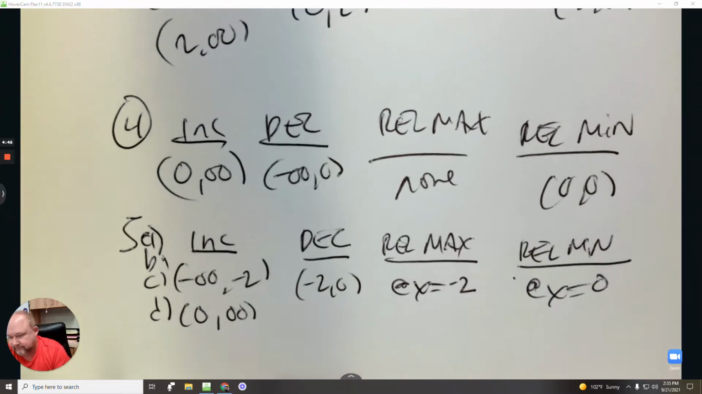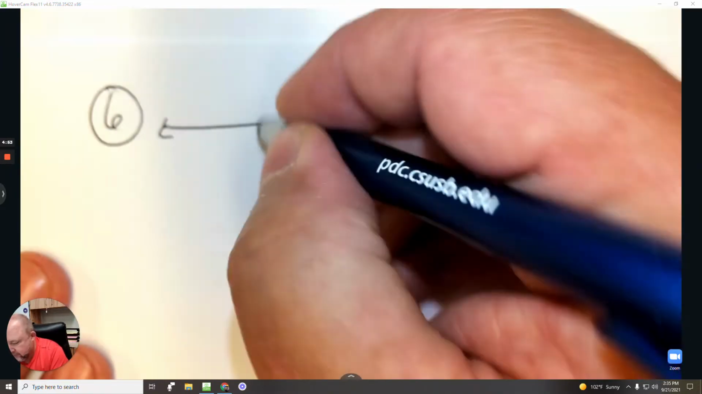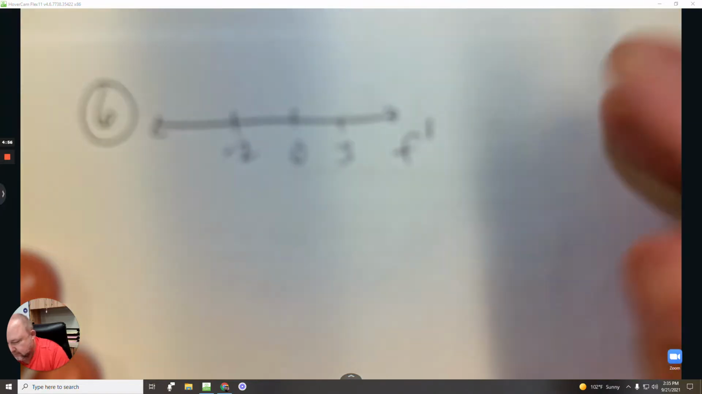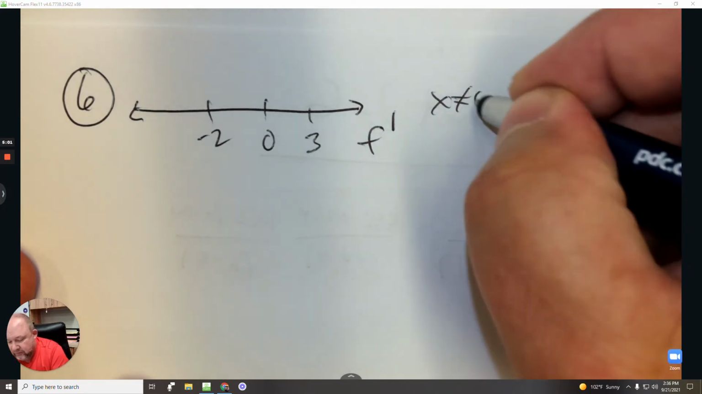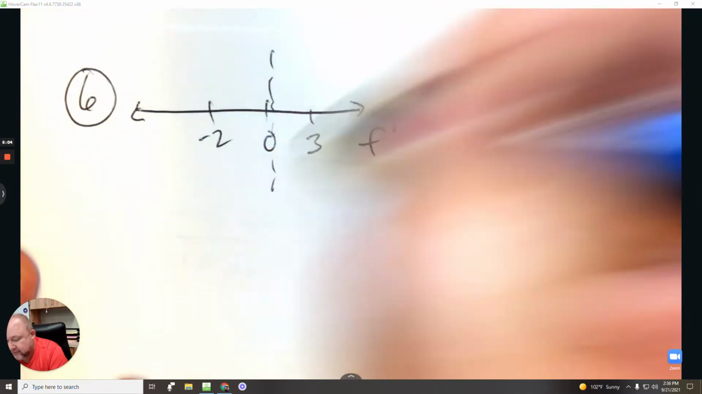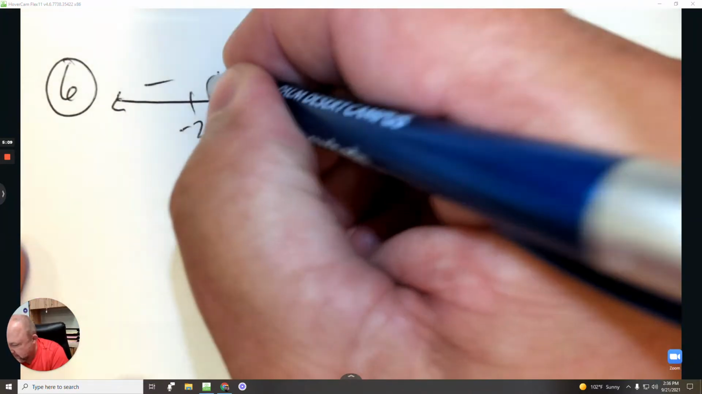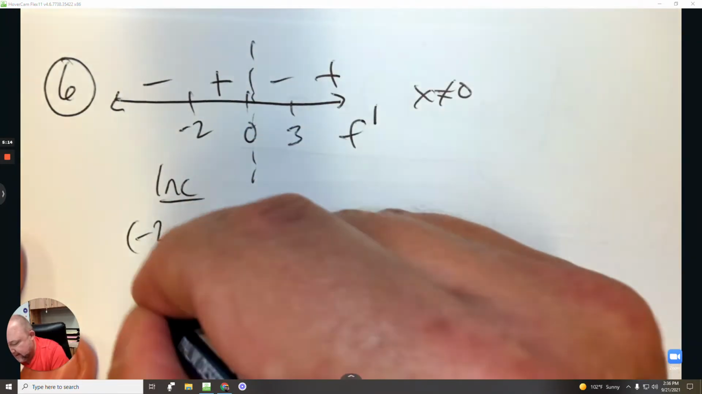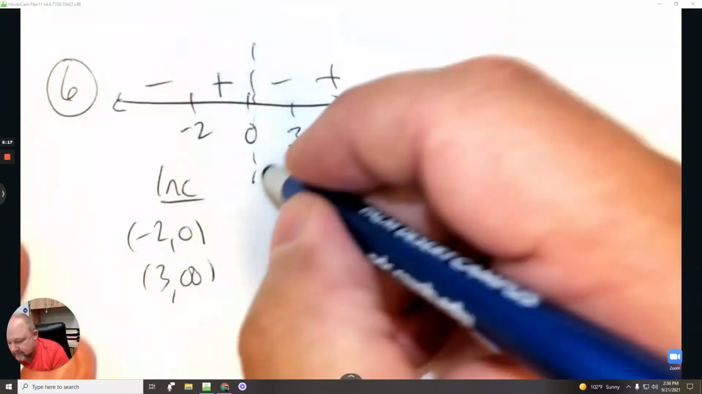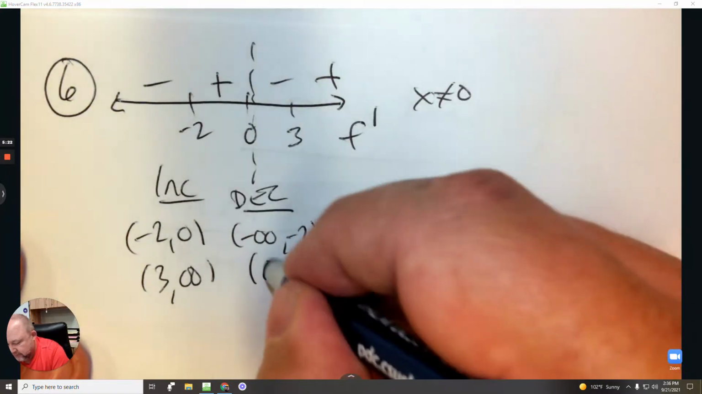Number 6. I'm just going to draw the number line, the first derivative number line. Now, it says that x can't equal 0. So at 0 is an asymptote, so it can't be a turning point. But the signs are negative, positive, negative, positive. So it increases from negative 2 to 0 and 3 to infinity. It decreases from negative infinity up to negative 2 and 0 to 3.